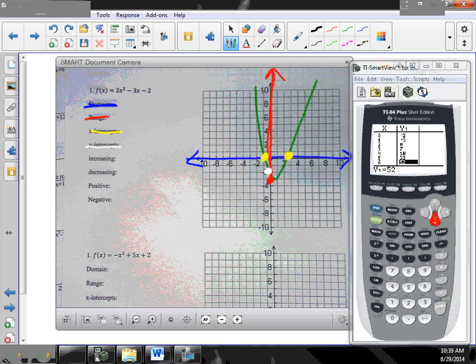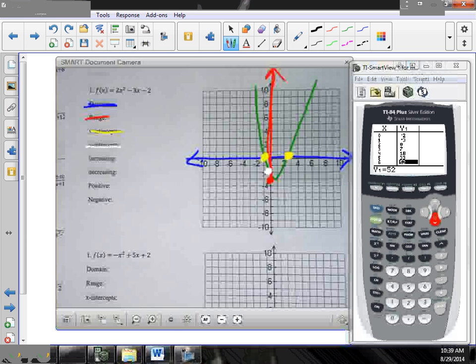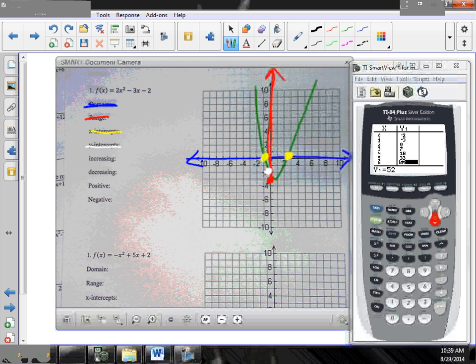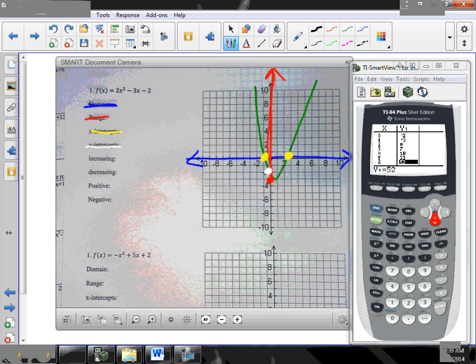There's just one y-intercept. It only crosses the y-axis once. Okay. And the next two are the hardest two. So, whenever you do increasing and decreasing, you're going to imagine yourself driving in a car as we read left to right. So starting at the negative numbers to the positive numbers.